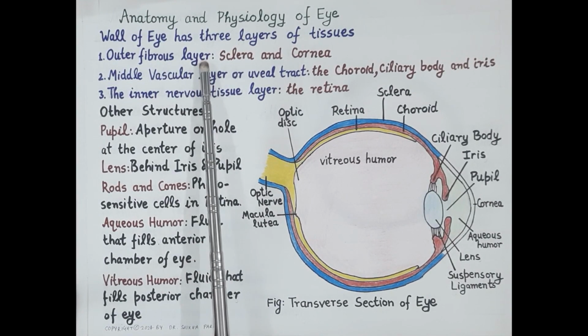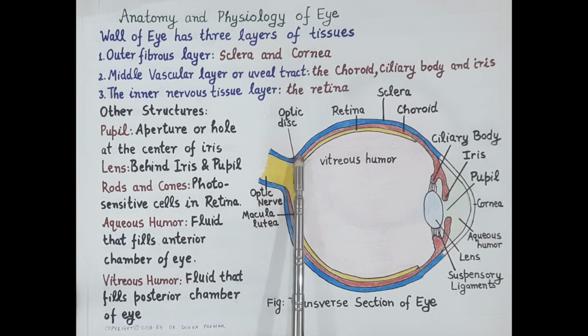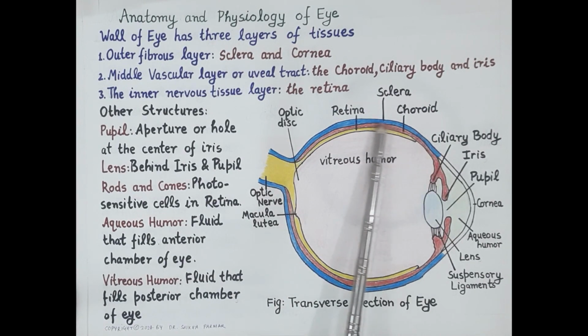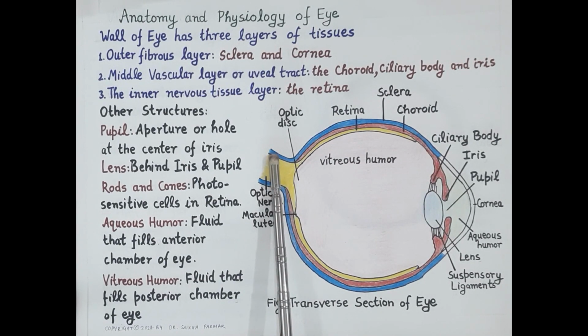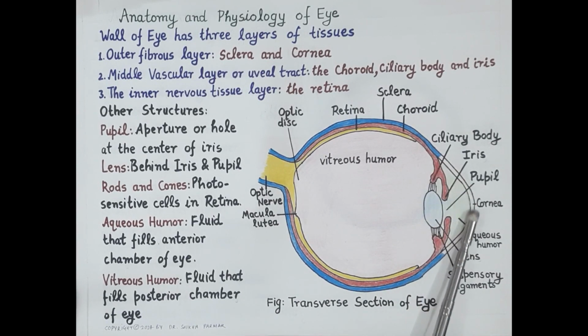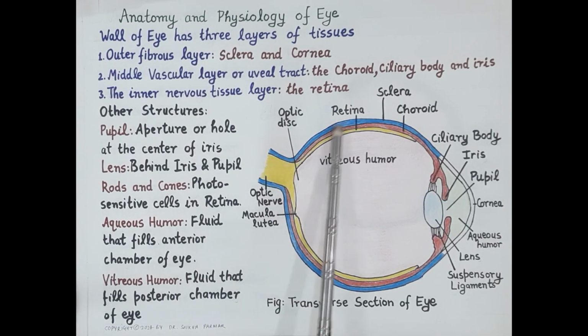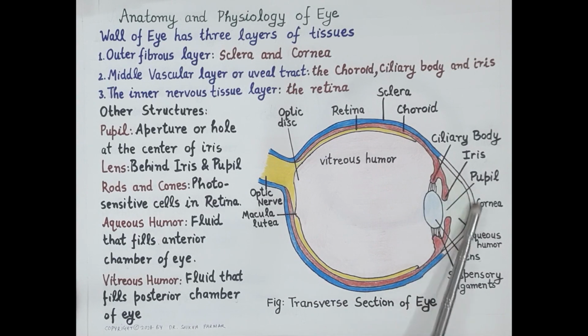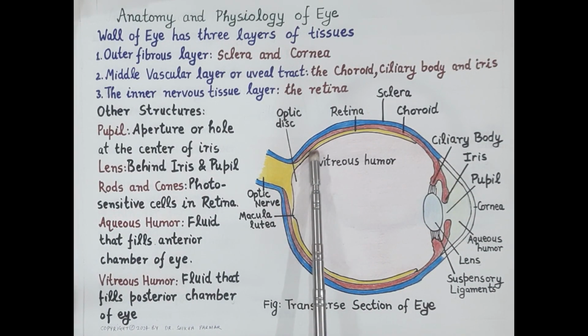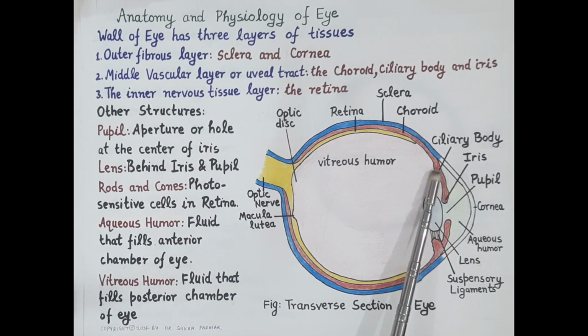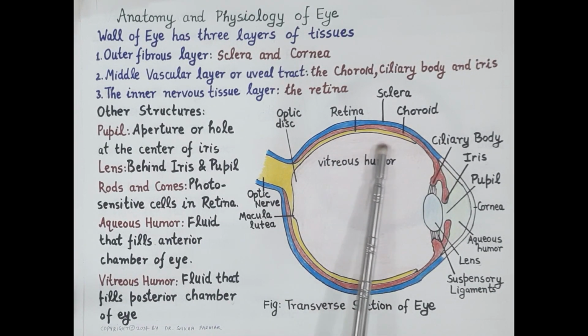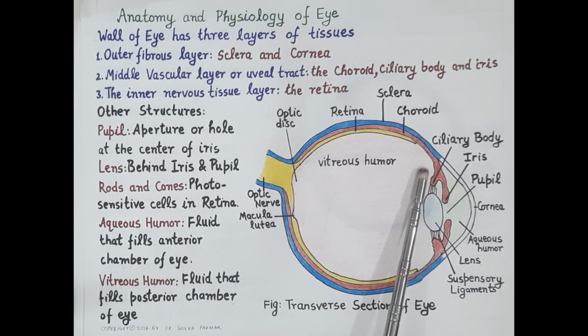Now this outer layer is made up of this blue colored sclera on the sides and at the back. And in the front is present the transparent cornea. So the outermost layer is the fibrous layer and it is made up of this blue color sclera and the transparent cornea. Then the middle vascular layer shown here in the red color. Now this middle layer is richly supplied with blood vessels and it is also known as the uveal tract.